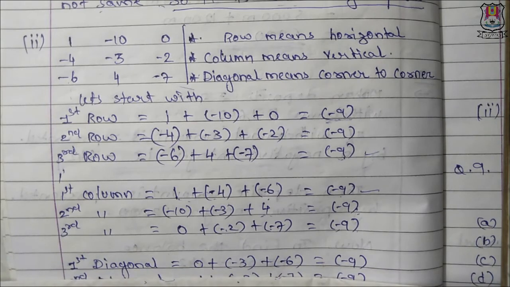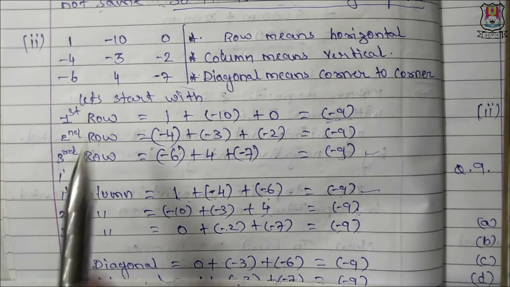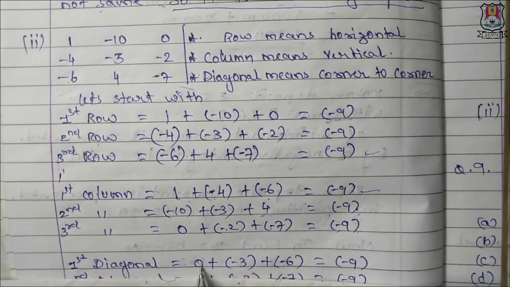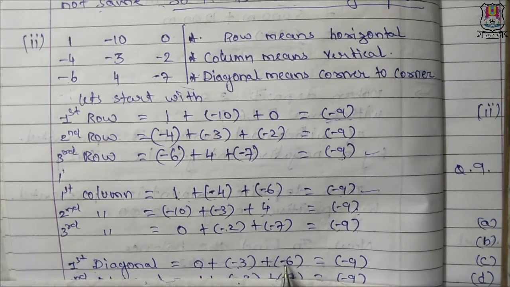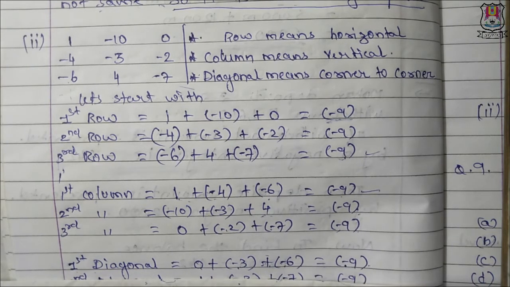Let's see the diagonals. The first diagonal, from here to here in this way: 0 plus minus 3 plus minus 6. Plus minus is minus, so minus 3 minus 6 is equal to minus 9. Yes, the first diagonal also has the same answer, minus 9.